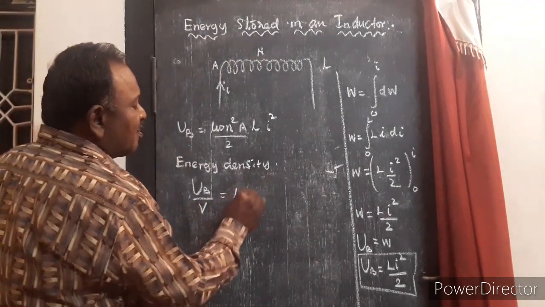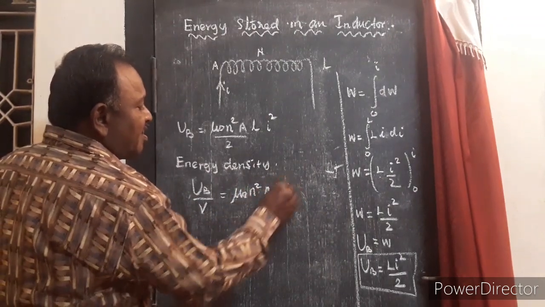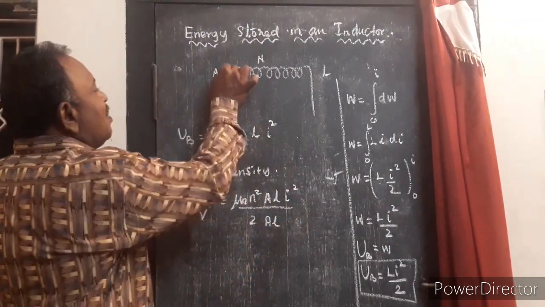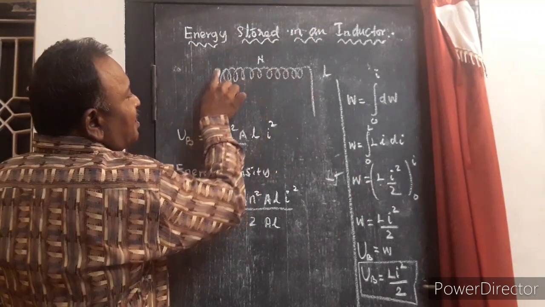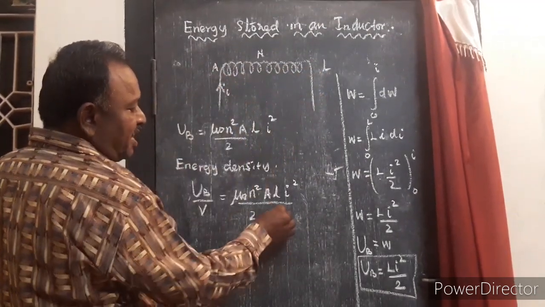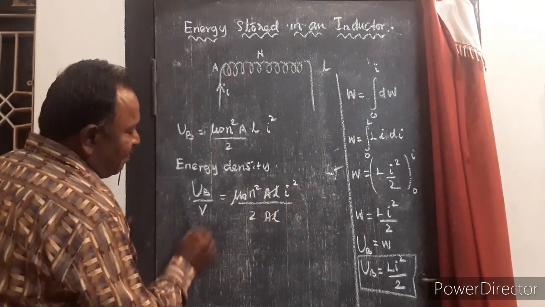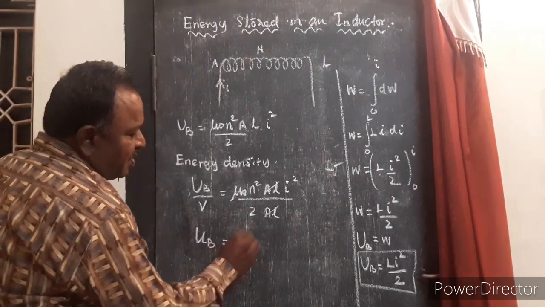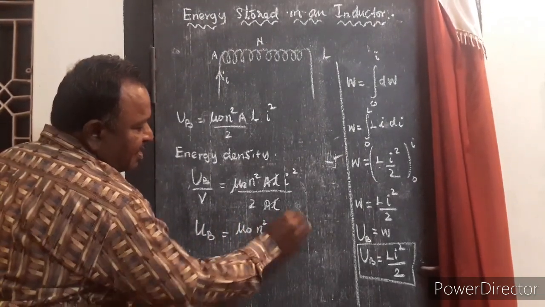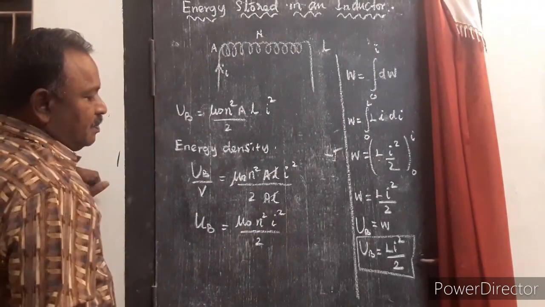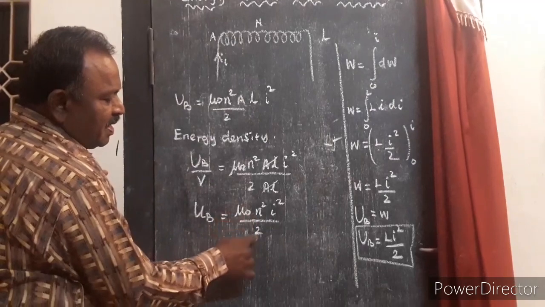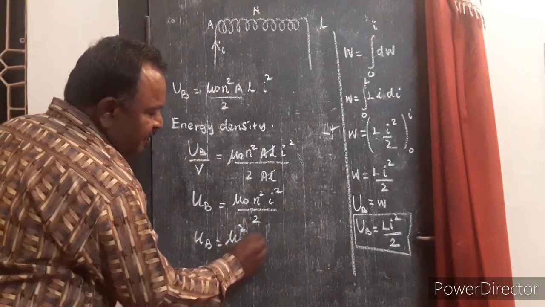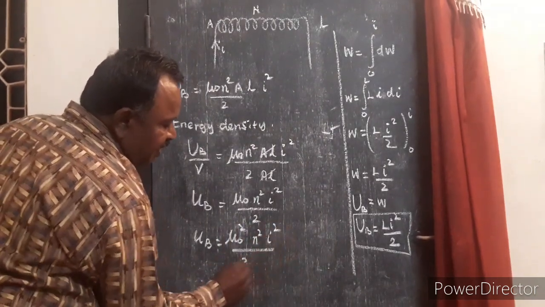You will have mu naught N square AL into I square by 2 into AL, because the volume of this inductor, area of cross section is A, length is L, so volume is equal to AL. When you cut this, you will have this energy density represented by UB. UB is equal to mu naught N square I square by 2. Now multiplying and dividing by mu naught square, this UB is equal to mu naught square N square I square by 2 mu naught.